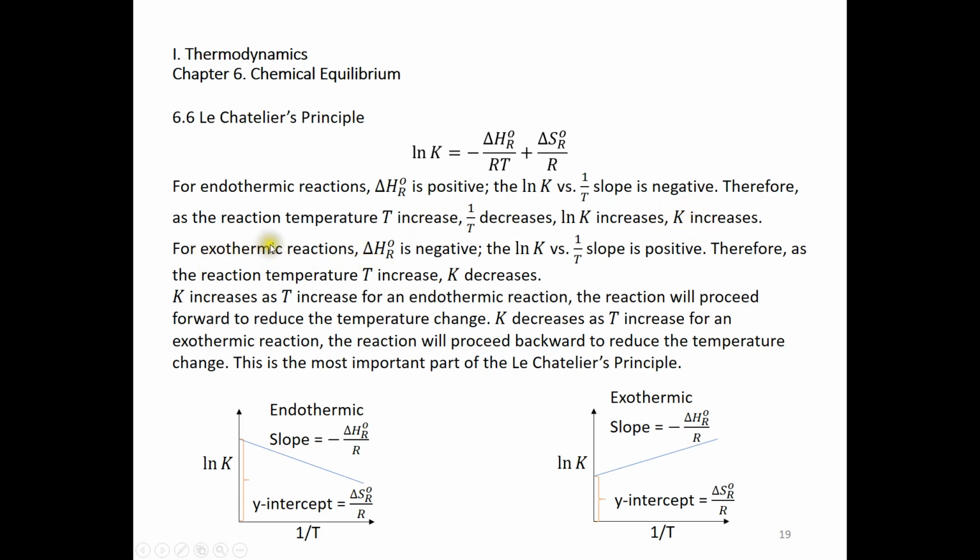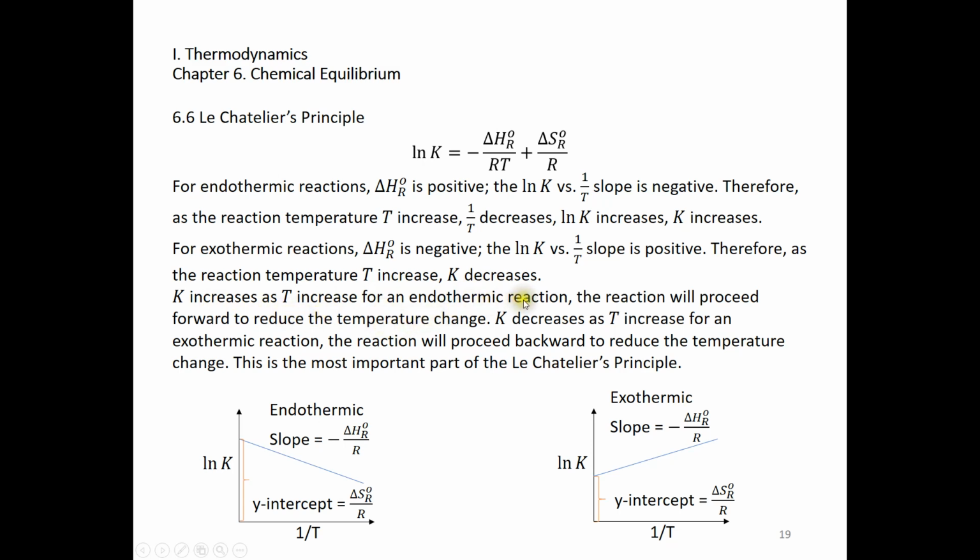However, for exothermic reactions, everything's backward. This enthalpy of reaction is negative, and this ln K versus 1 over T slope is positive. And when temperature goes up, 1 over T decreases, and therefore K decreases. Again, for endothermic reactions, when you increase the temperature, the equilibrium constant increases. For exothermic reactions, if you increase temperature, the equilibrium constant decreases. Again, K increases as T increases.